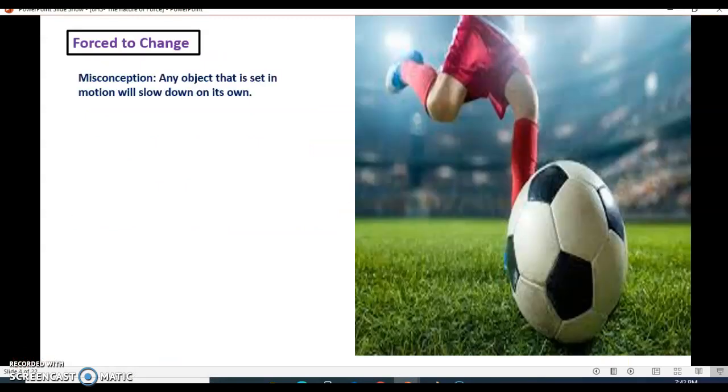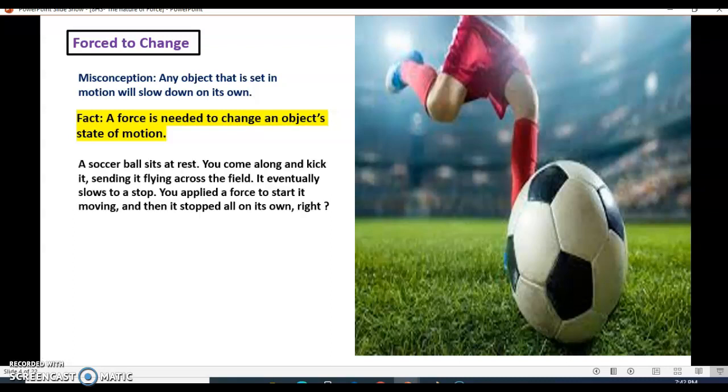Force to change. Misconception: any object that is set in motion will slow down on its own. Actually, a force is needed to change an object's state of motion. If it was at rest, a force is needed to let it move; if it was in motion, to stop it, and so on.